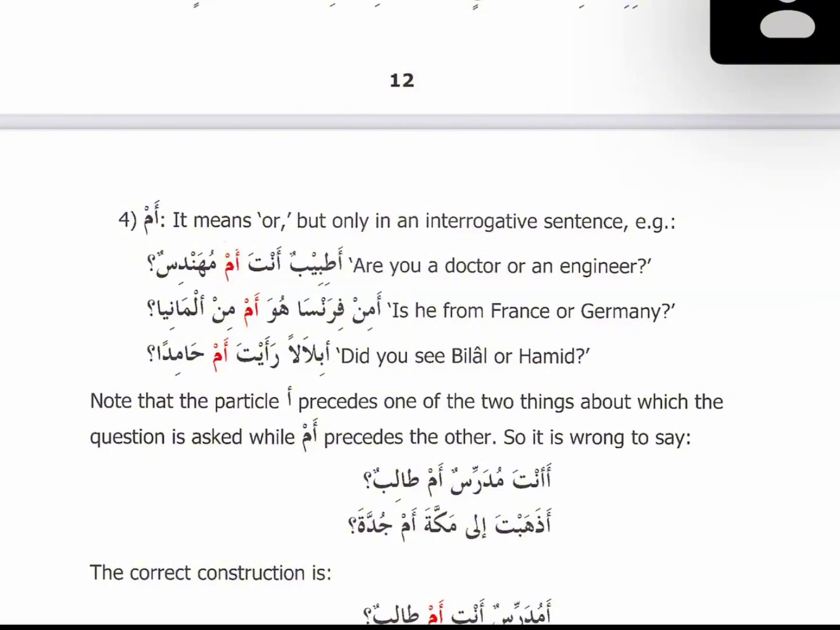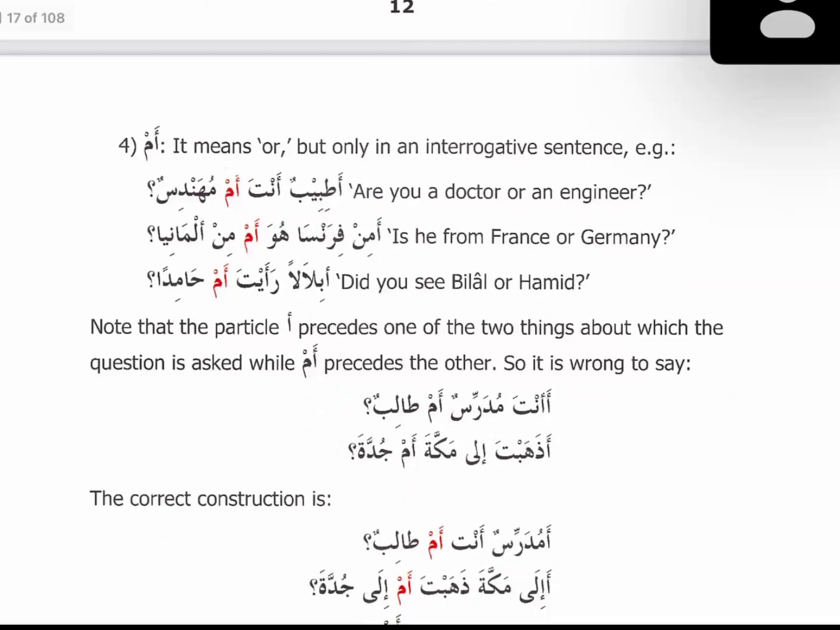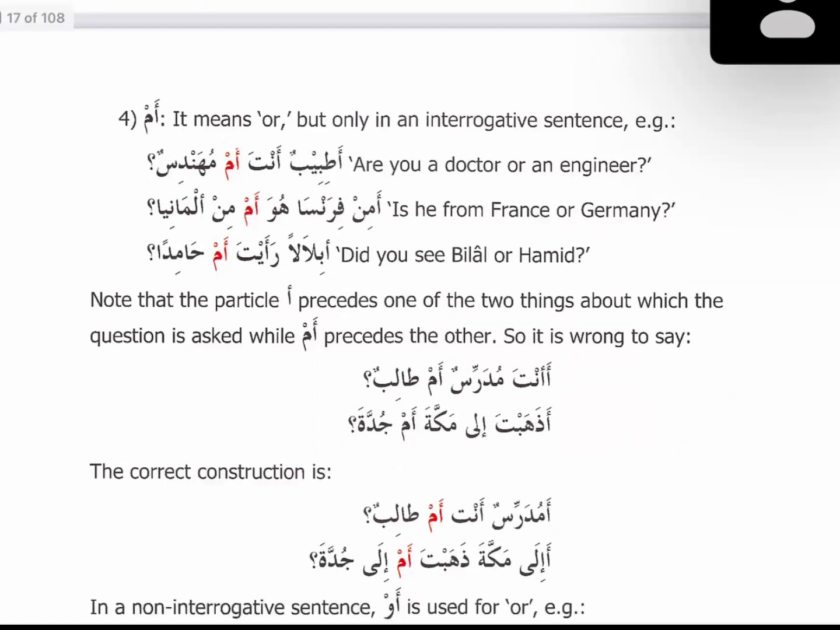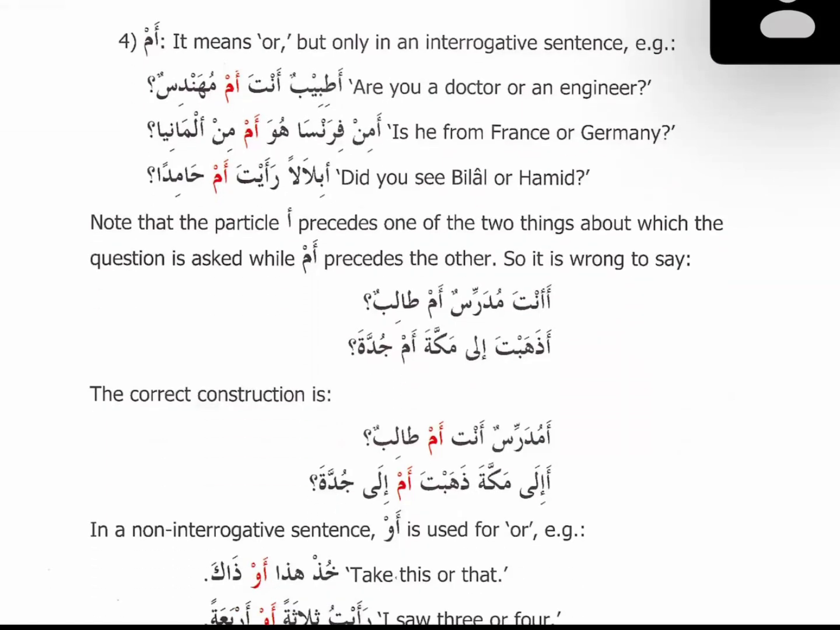Note that the particle a precedes one of the two things before the question is asked, while am precedes the other. So it is wrong to say Anta mudarrisun am talibun. Azahabta ila Makkata am Judda. The correct construction is Amudarrisun anta am talibun. Ila Makkata zahabta am ila Juddata.